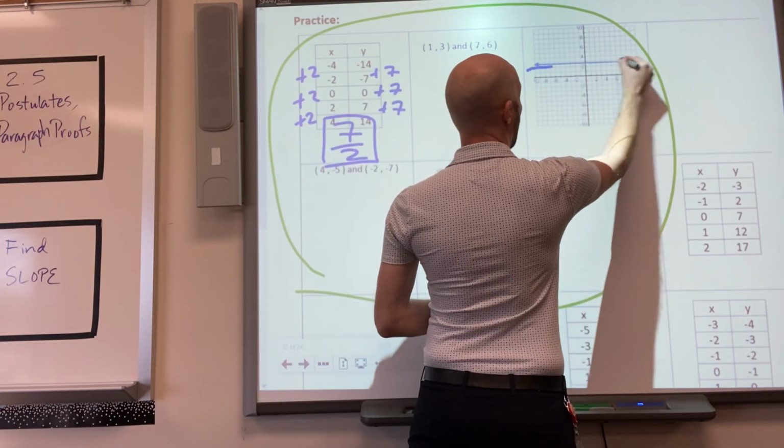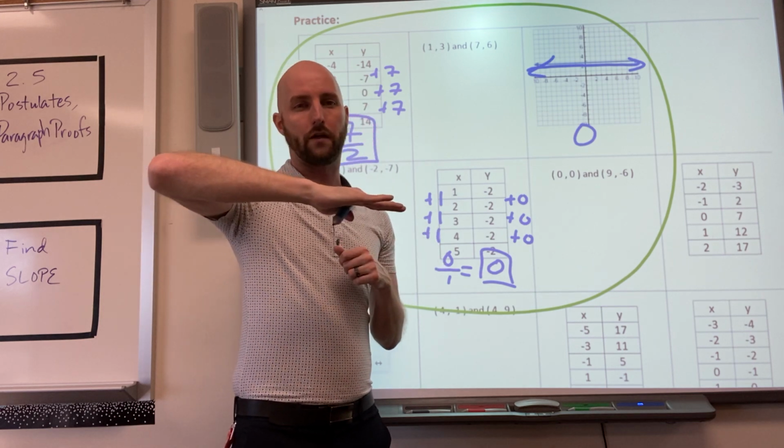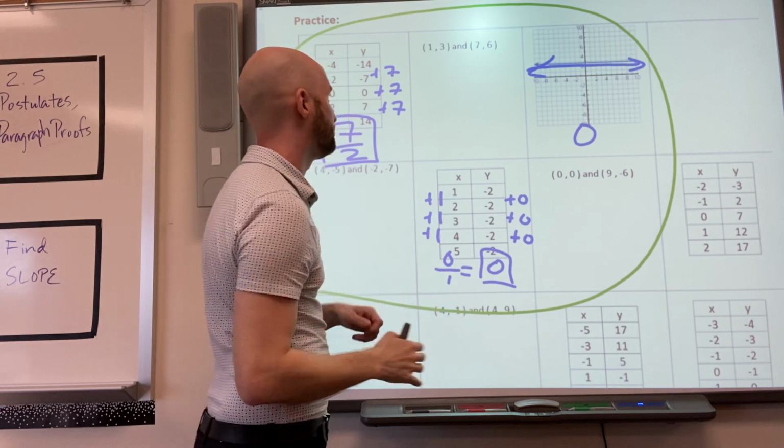This graph, horizontal, is 0. Eso tiene que memorizar. You just need to know that. That horizontal is 0, vertical is undefined.